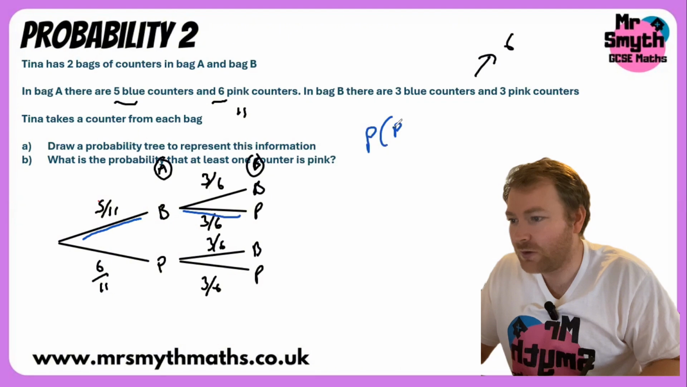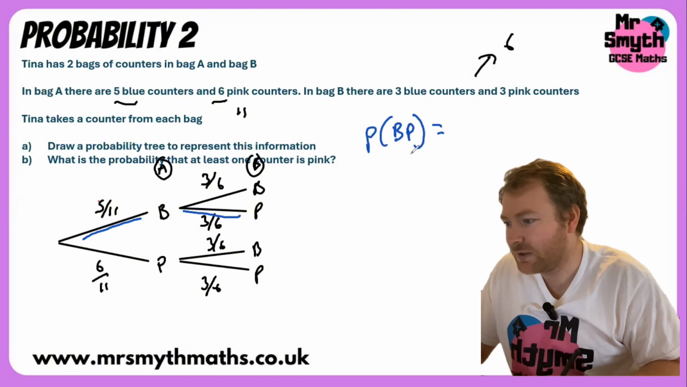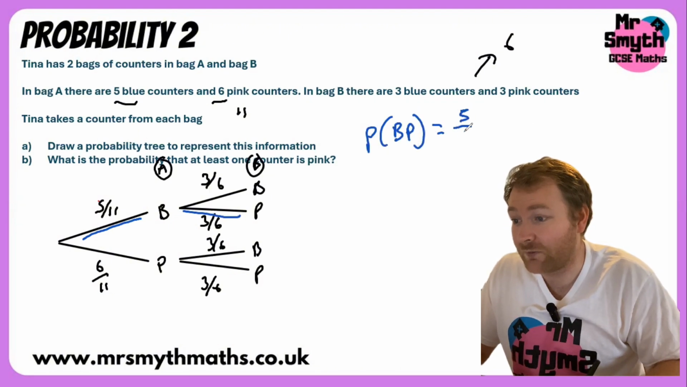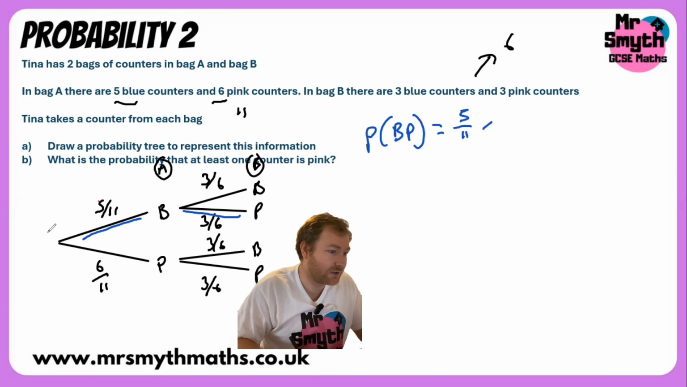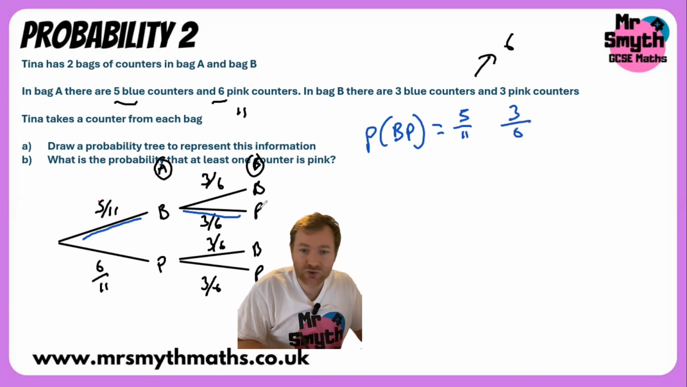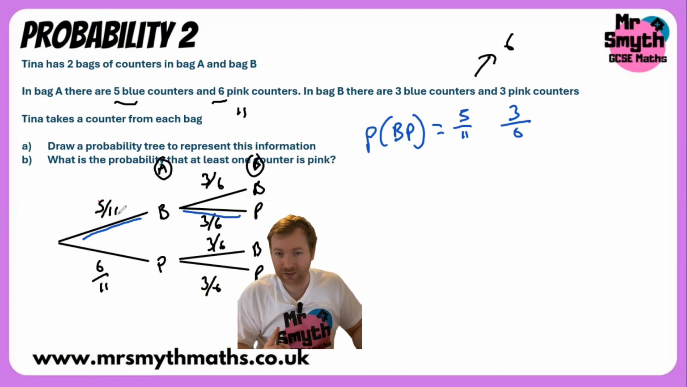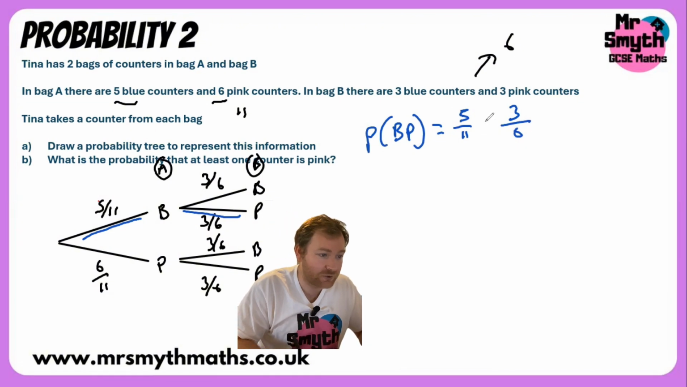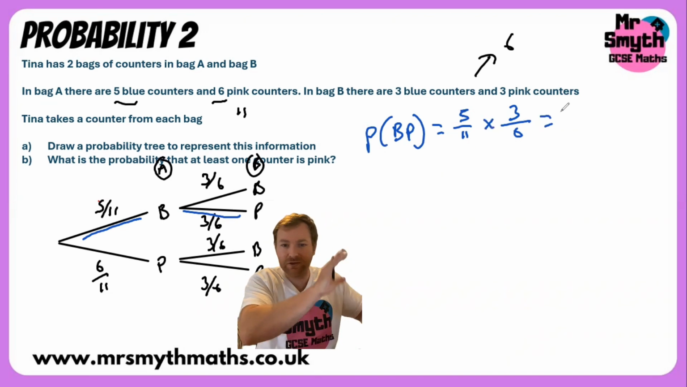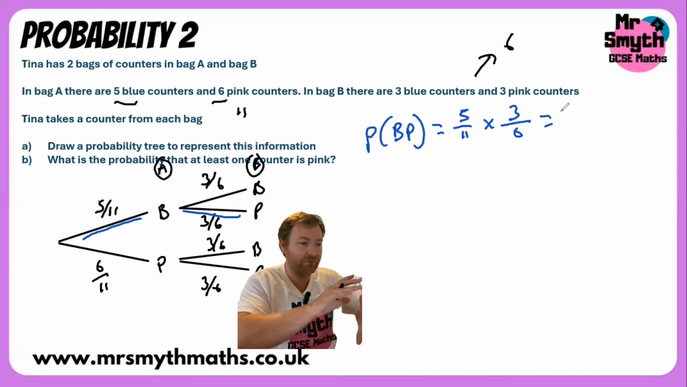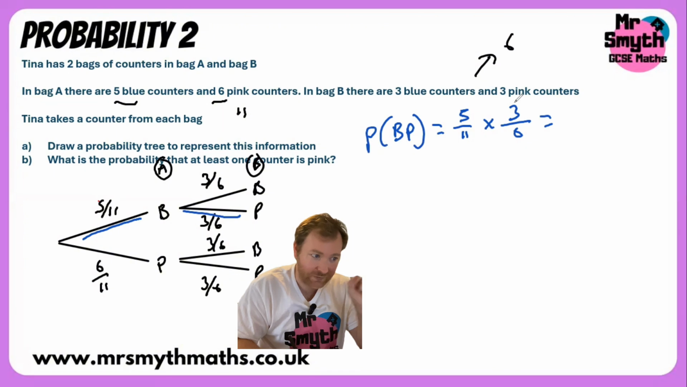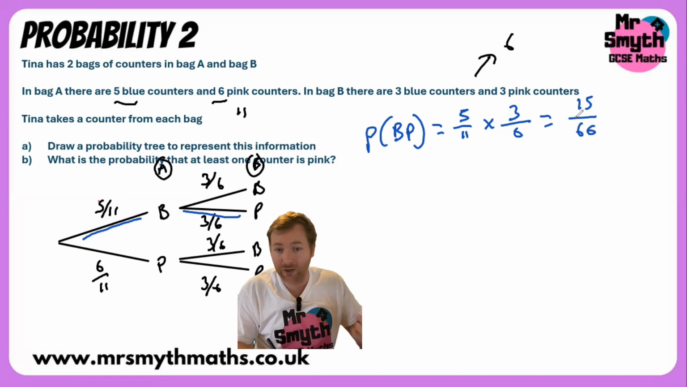So probability of blue followed by pink. Okay, so blue we can see is 5/11ths. And then pink is going to be, let's just leave that for now. Pink is 3/6. So in this situation where it's a blue and a pink, listen to what I said, blue and a pink, so that's going to be multiply. So I'm going to multiply these for now. So forget everything for now. We're just going to focus on this for now. So 5 times by the 3 there gives us 15, and 11 times by the 6 gives us 66. So we've just focused on the blue and the pink.